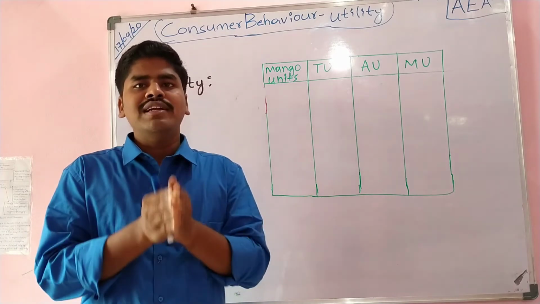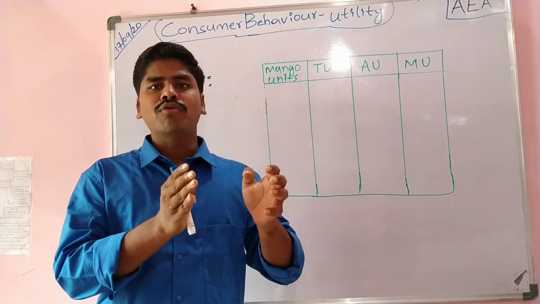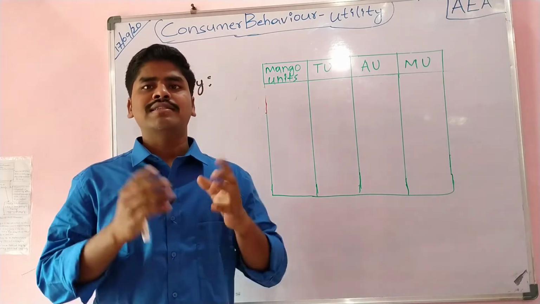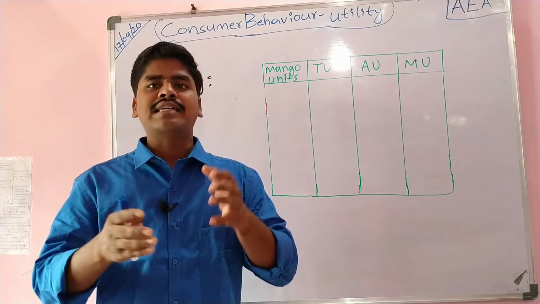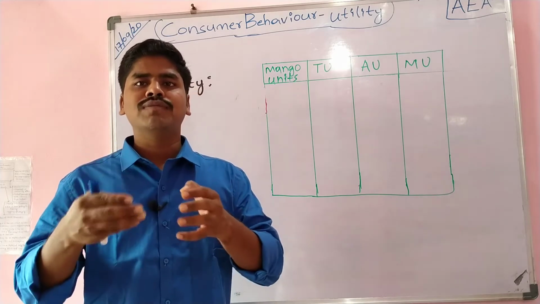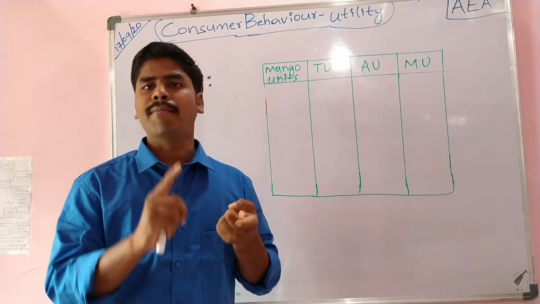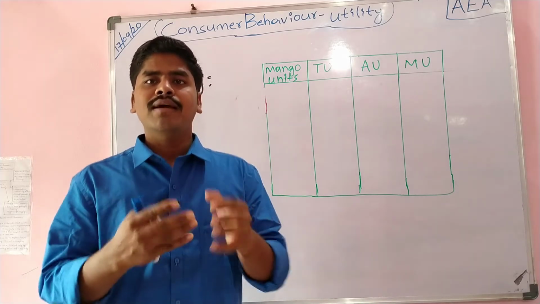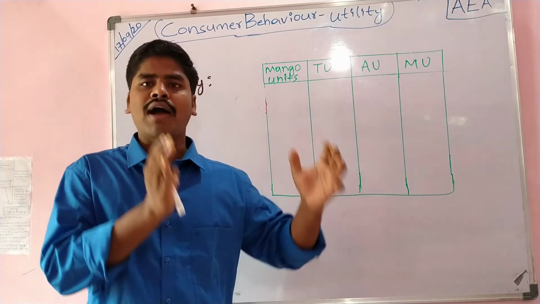And utility is measured in two ways. There are two approaches, which are the Cardinal Approach and the Ordinal Approach. So let's discuss what the Cardinal Approach is. Cardinal Approach means the satisfaction which we get from consumption of goods and services can be measured in terms of numbers, like 1, 2, 3, 4. That is Cardinal Utility.